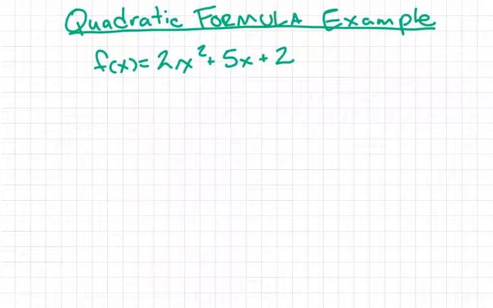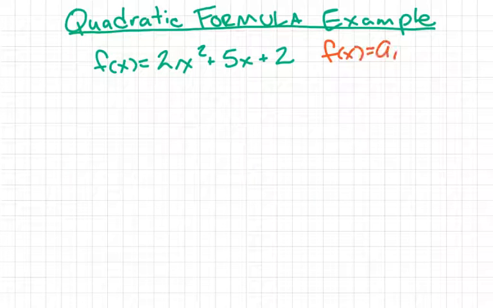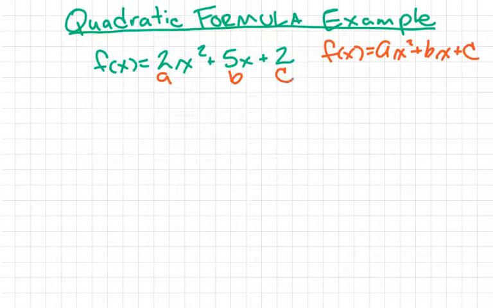In this video, I want to go over a few examples of how to solve for the zeros, roots, or x-intercepts of a quadratic equation using the quadratic formula. So we have our equation here, f of x is equal to 2x squared plus 5x plus 2. The first thing I want to do is just label my a, my b, and my c. In my generalized quadratic, it's f of x is equal to ax squared plus bx plus c. I want to just label a, b, and c so I can put them into the quadratic equation easily.